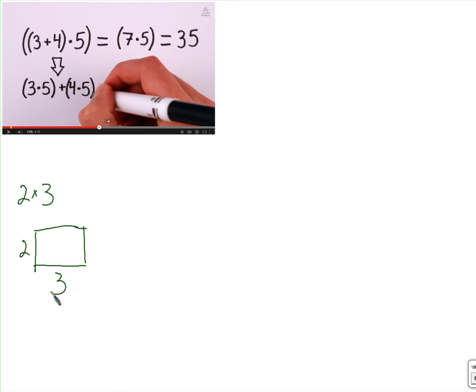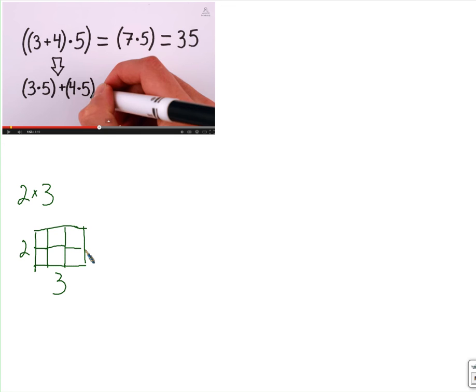The area is 6. And if you've never pictured the area, you really should. This side is 3, and this side is 2. So on this side, we have 2 blocks, 2 squares, and we're going to extend those along this side, which is 3. So 2 by 3 is 6. 2 times 3 is 6. Now we're going to make another rectangle that will show how the distributive property proves that it's true.